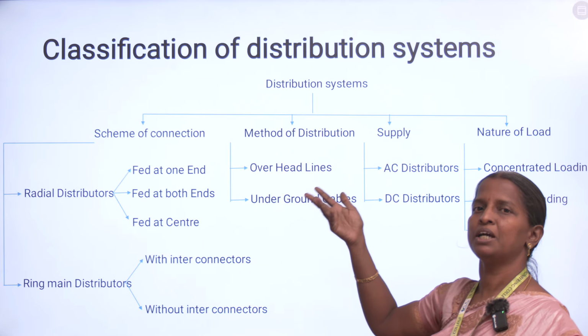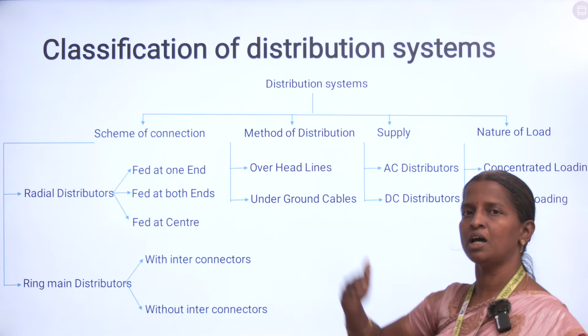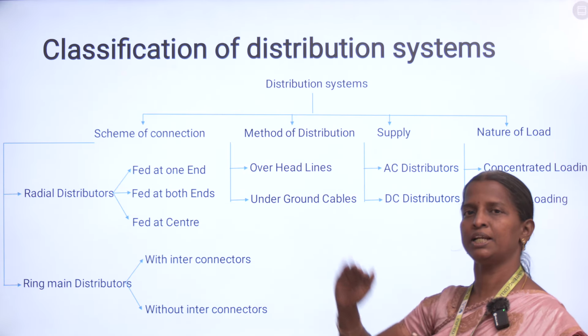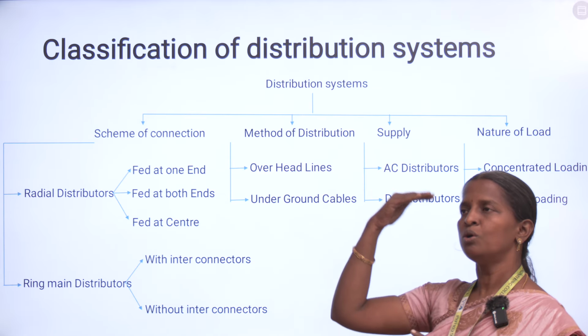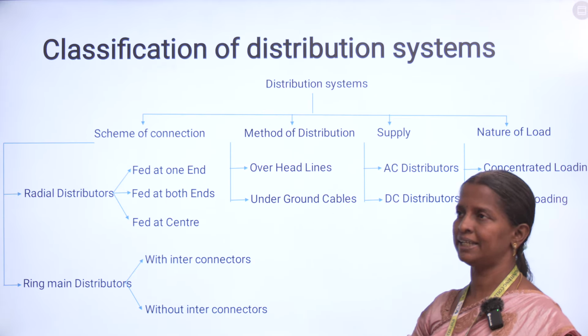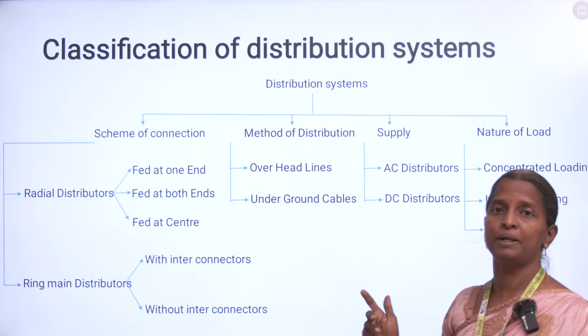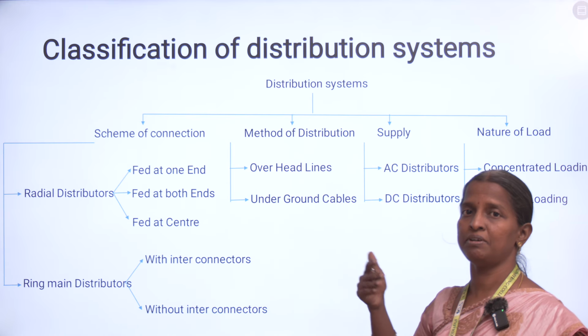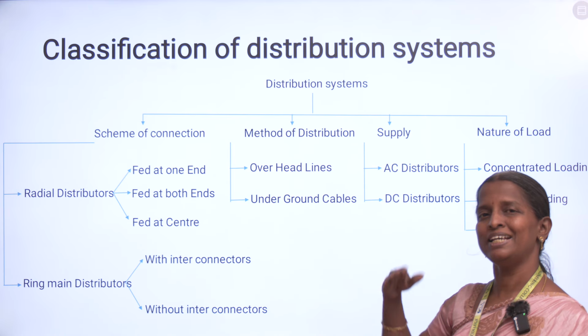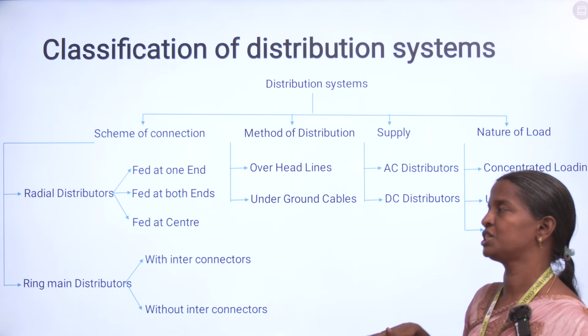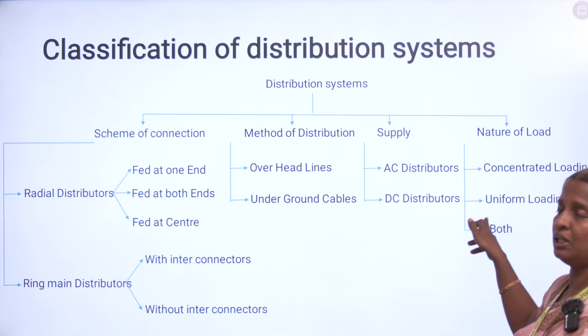And the next one is based on which media we are using for distribution. We may use overhead lines or underground cables, that is OHL and UGC. So we can use overhead lines or otherwise we can use underground cables to distribute the voltages. And the next one is based on the supply. We may use AC supply or we may use DC supply also. AC distribution, DC distribution.